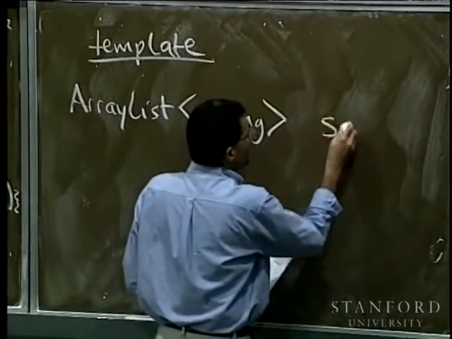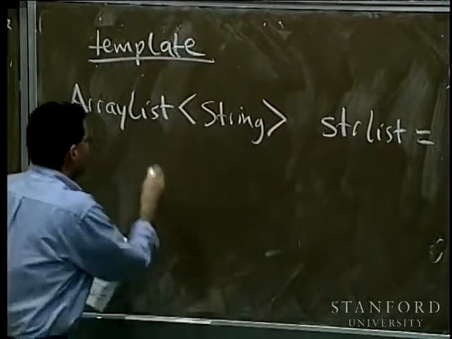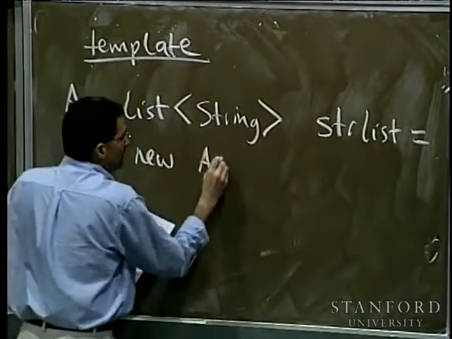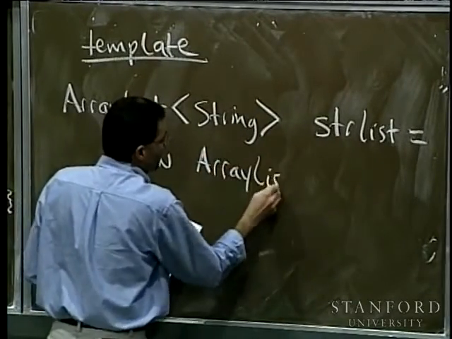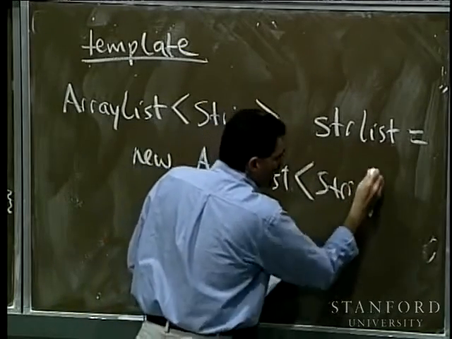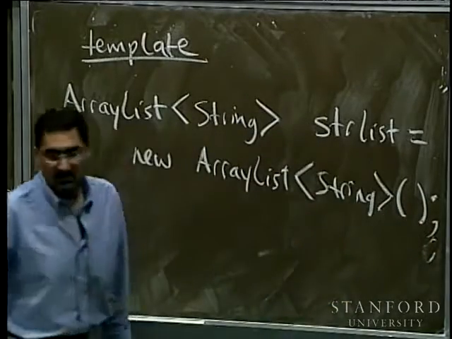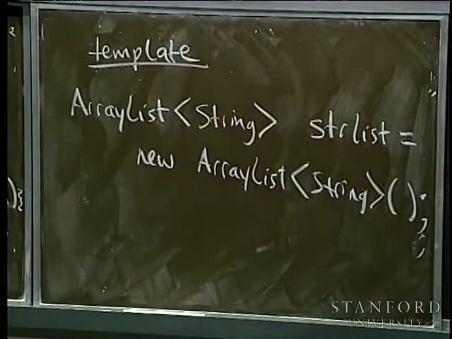Okay? Then you give it the name. I might call this str list for string list. And then I say that is a new, and here's where the syntax gets kind of very funky, array list, angle bracket, string, close angle bracket, open paren, close paren. And you look at that and you're like, what? Why would I do that? That's just the way the syntax is.